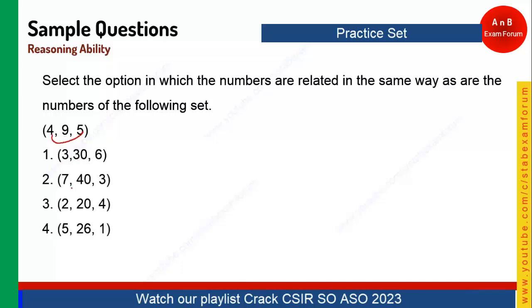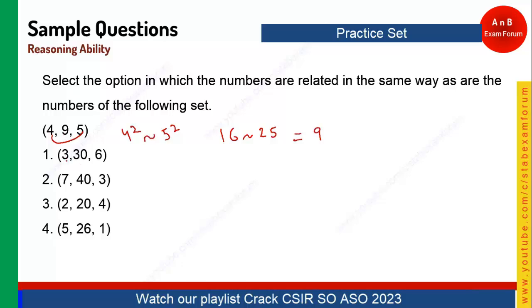30 plus 6, 36. No. 70, it is not there in any of the options. So this logic doesn't seem to be valid. Let's apply the next logic. What can we apply? Let's apply 4 square and 5 square. 4 square is 16 and 5 square is 25. We can make it 9 if we take the difference of 25 and 16. 9, okay. So the squares, and the difference is in the center.